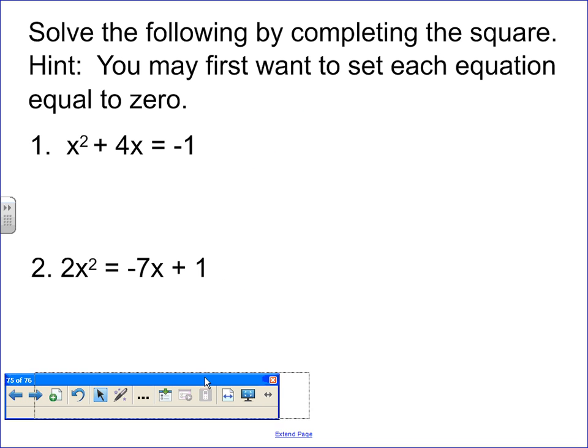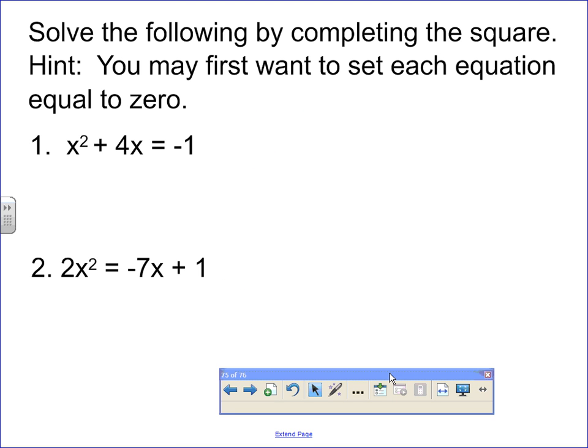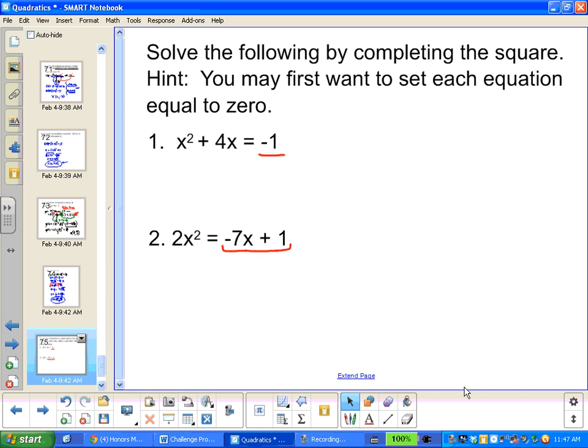All right, now I have 2 equations here, 2 quadratics, and I would like you to solve both of these by completing the square and bring them into class tomorrow. A hint is that you might first want to set them equal to 0. Unlike the 2 equations that we worked with, you notice that this one is equal to -1 and this one is equal to this. So you might want to set one side of the equation equal to 0, move all of the terms to one side of the equation, and then go through completing the square and then solve by completing the square. And that's all I have for this video.